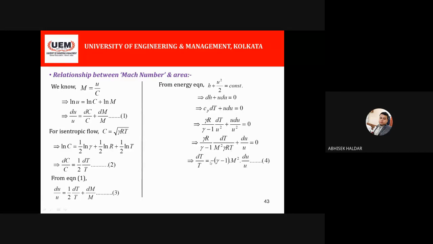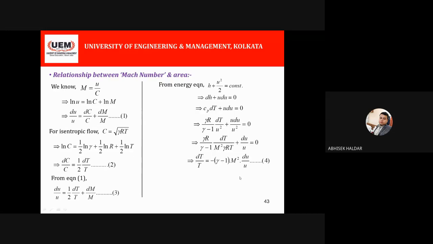So here dt by t, here also I am having dt by t, and du by u is already over there. I can take it common. If I segregate dt by t from this term, obviously I have to take it to the right hand side and I will get a minus sign over here. So gamma minus 1, obviously this gamma will cancel out. You can see gamma r and gamma r will cancel out. So it is getting simplified, and minus of gamma minus 1 into m square into du by u. This term I am getting after simplifying. What I am trying to find out is dt by t.